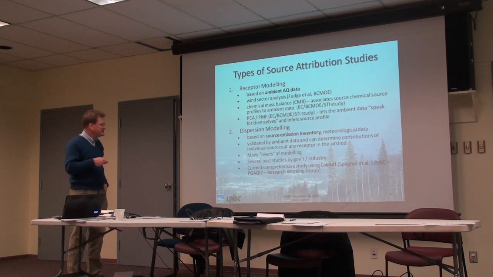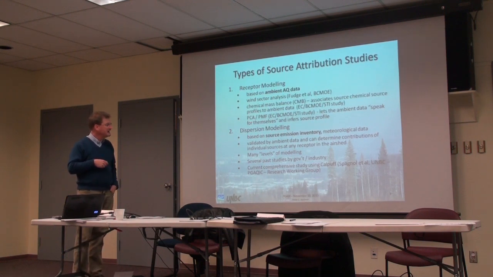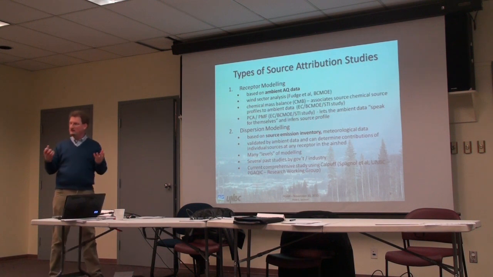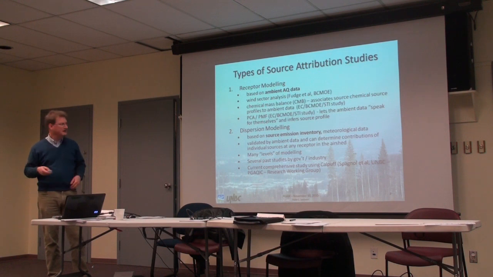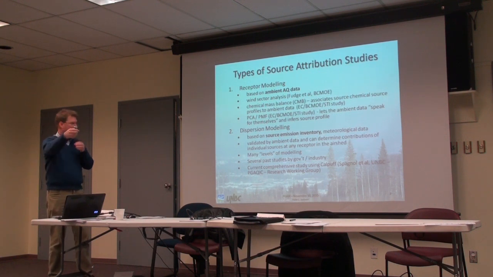Dispersion modeling is the next major type of source attribution study that can be done, and this can get us at that kind of information. It's based on an emission inventory, so we need to know what the emissions are in the airshed. Meteorological data, so what the winds and the temperature and the stability is like, so how the atmosphere acts to take the sources and move them to the receptors.